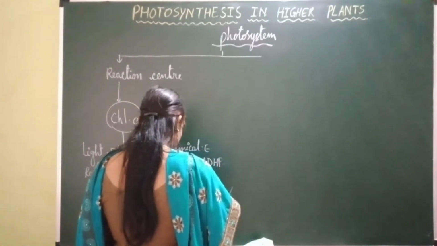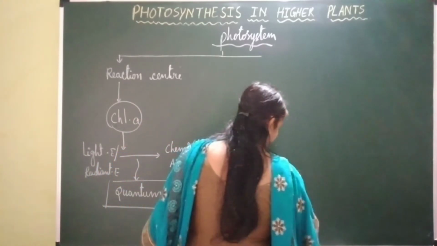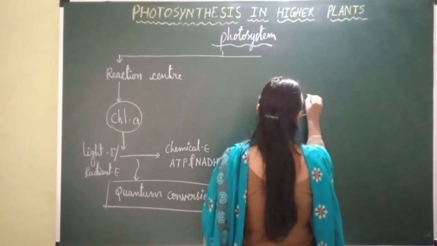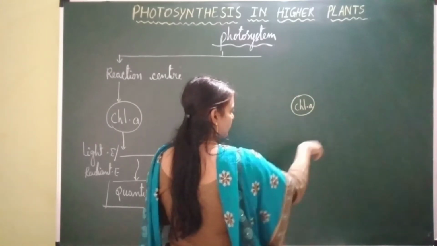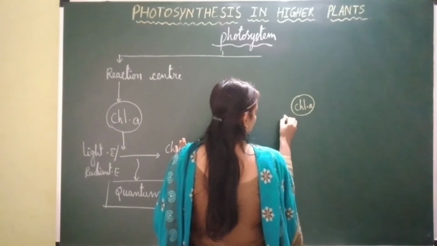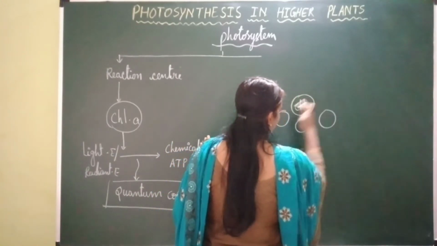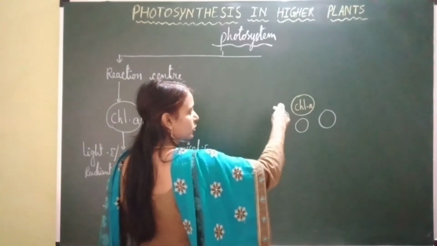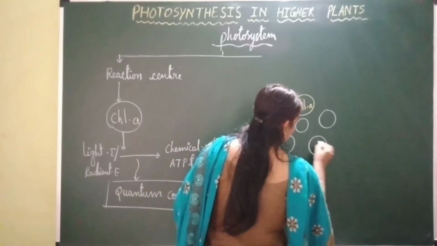Okay, a photosystem consists of one reaction center, which is formed by only one molecule of chlorophyll A, surrounded by a light harvesting complex made of many light harvesting pigments. Like this, light harvesting pigments are surrounding. I am drawing only towards this side, but they will surround the chlorophyll A, which is forming the reaction center.